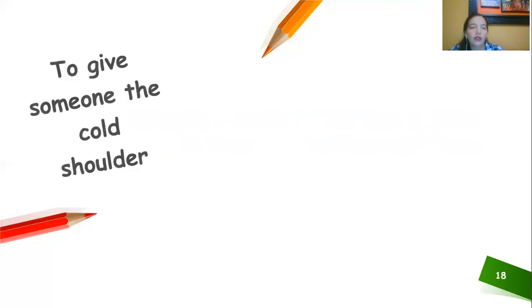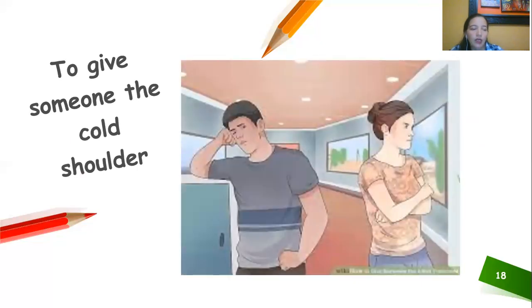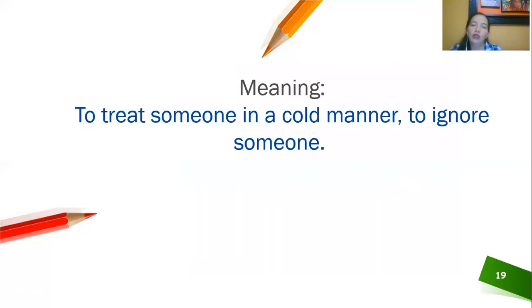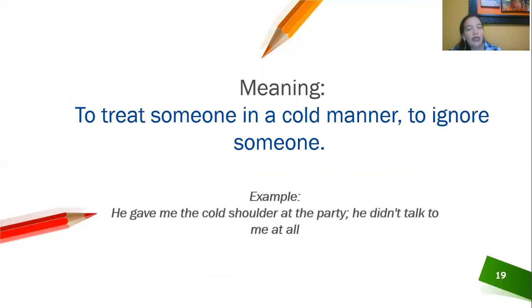The next one, to give someone the cold shoulder. What is that? In this picture, we have the meaning very clear. We have a couple, probably they had a discussion, and if you see the girl's attitude, she's ignoring him. She doesn't want to talk to him. So she's giving him the cold shoulder. So it's to treat someone in a cold manner or to ignore someone. Example, he gave me the cold shoulder at the party. He didn't talk to me at all.